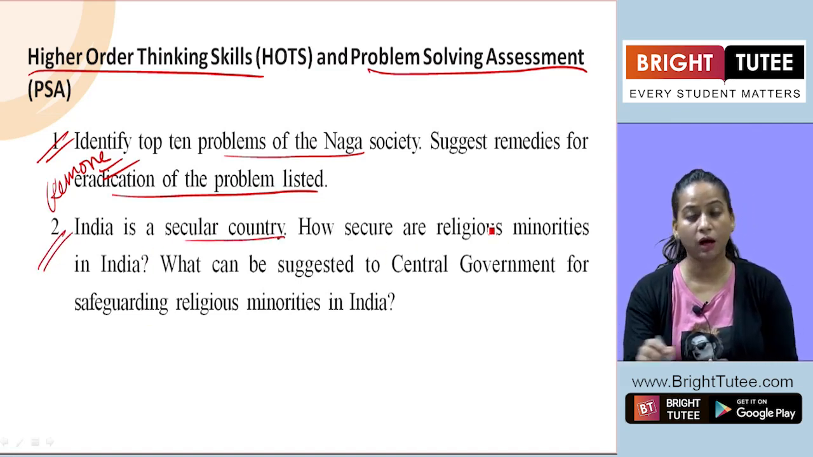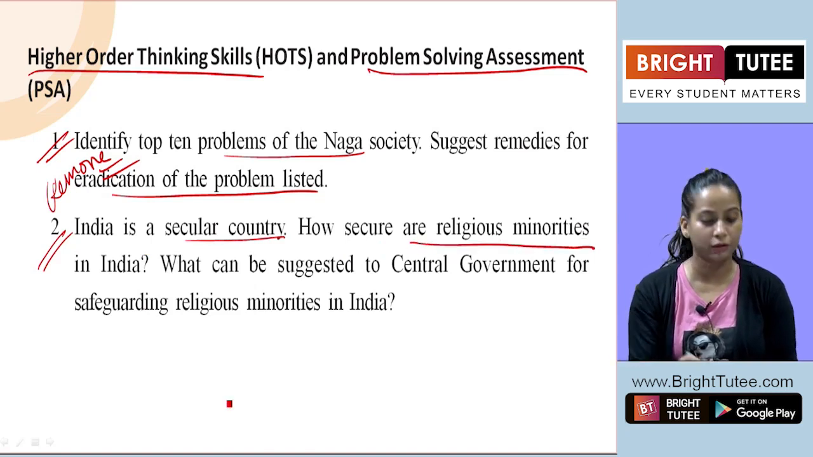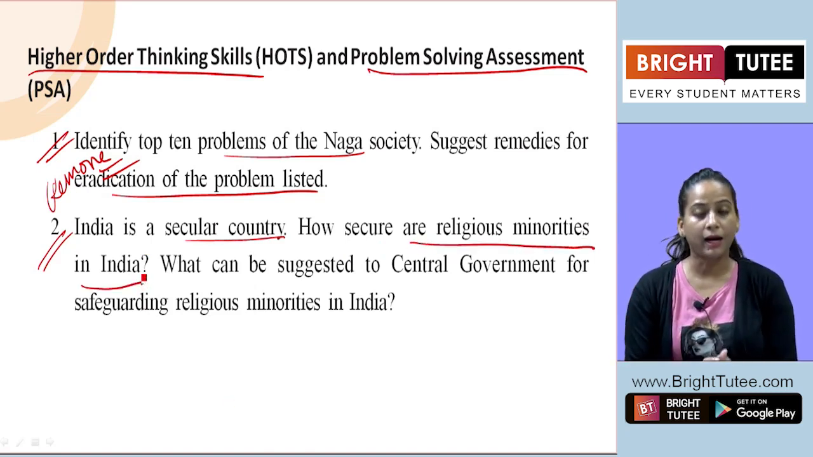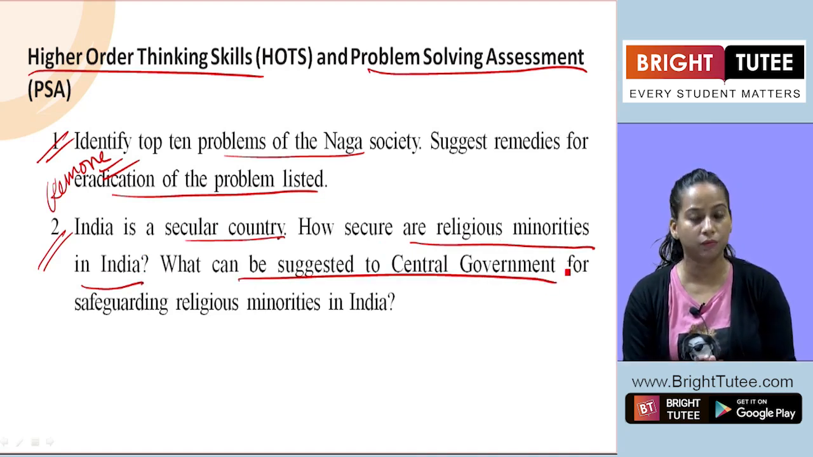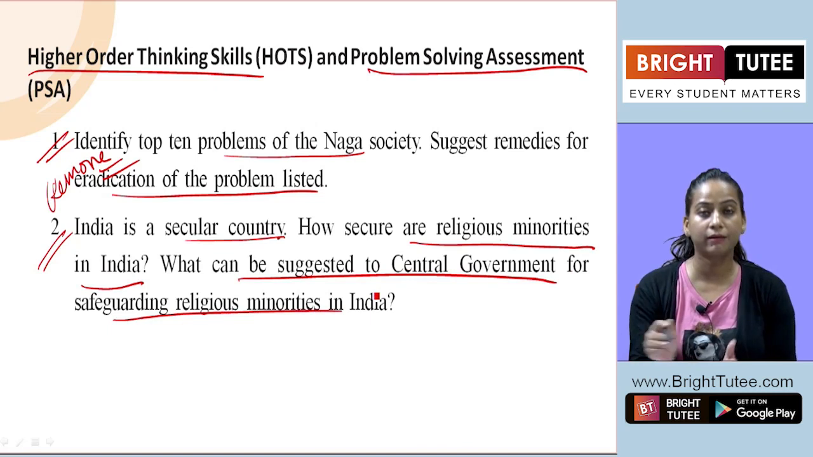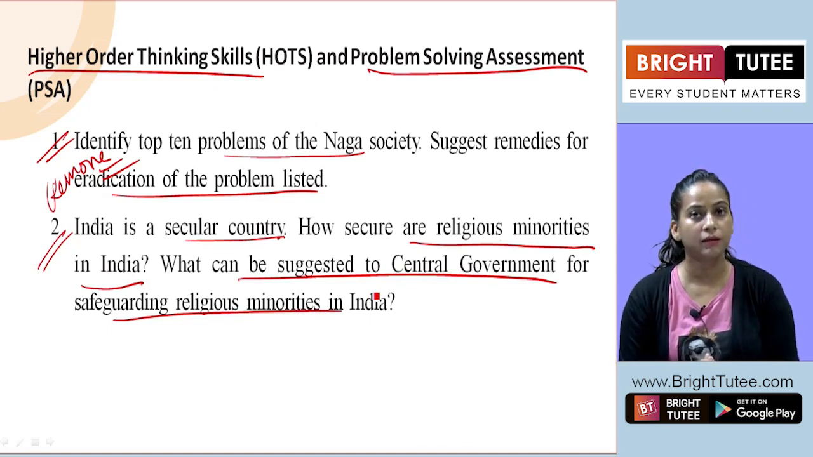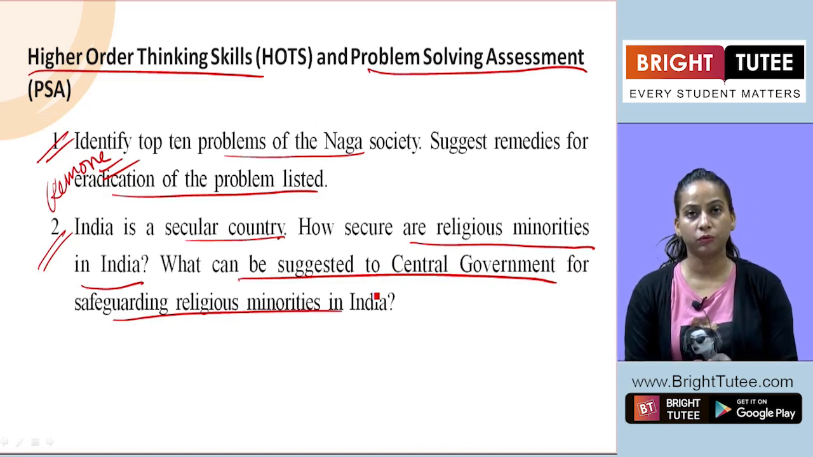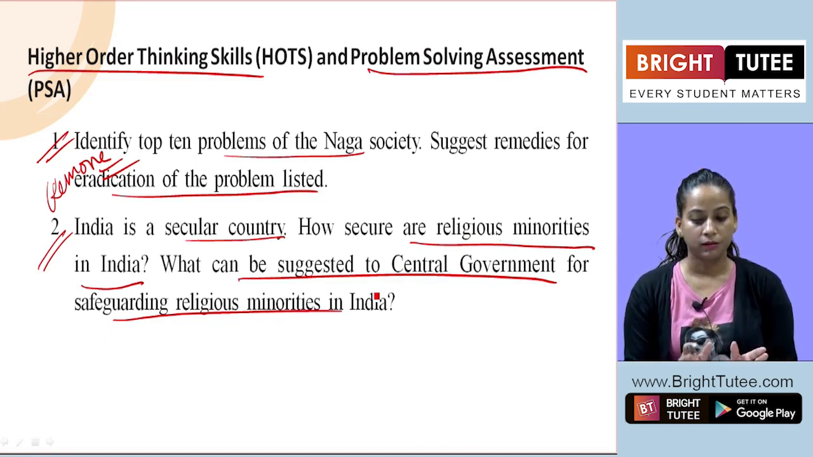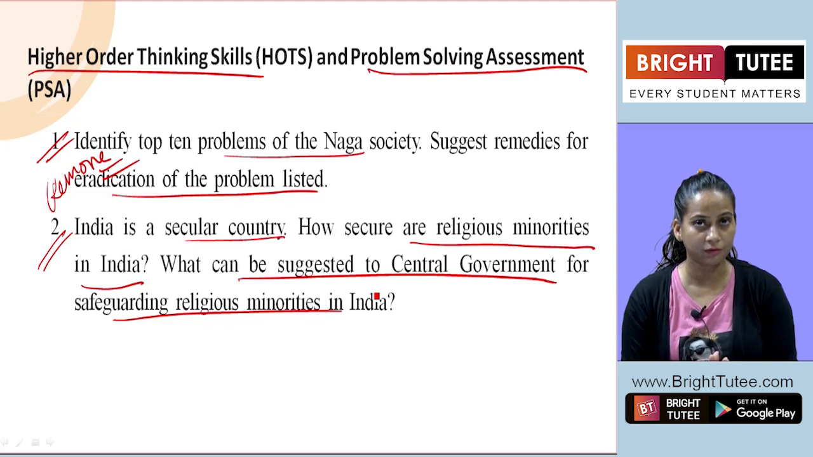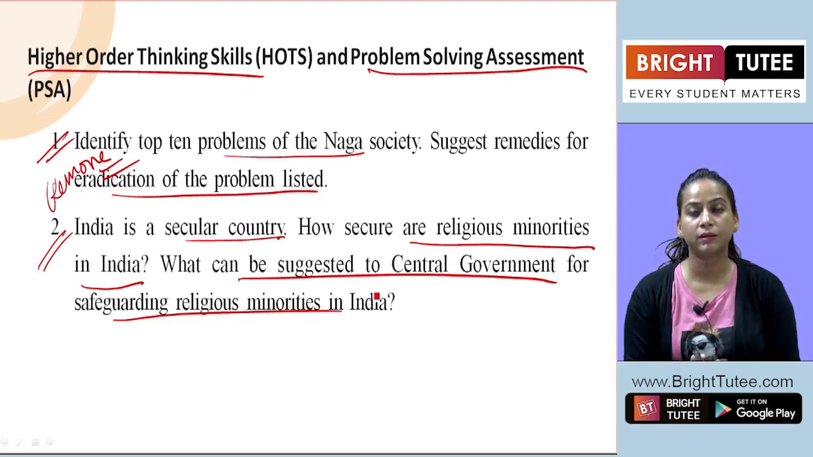The next one they have asked: India is a secular country. How secure are religious minorities in India? And the third part, they have asked: what can be suggested to the central government for safeguarding religious minorities in India? So in this question number 2, you can see they have asked different parts. First, they have given the statement that India is a secular country.